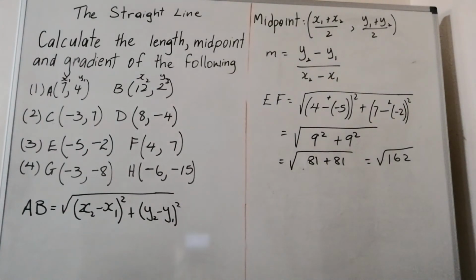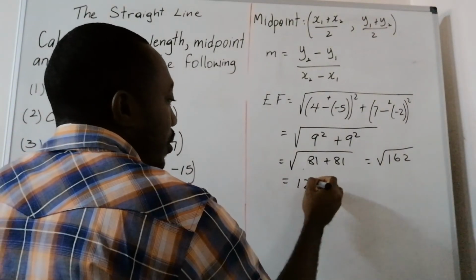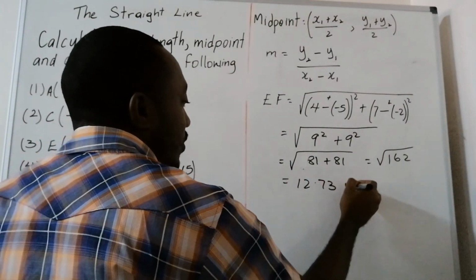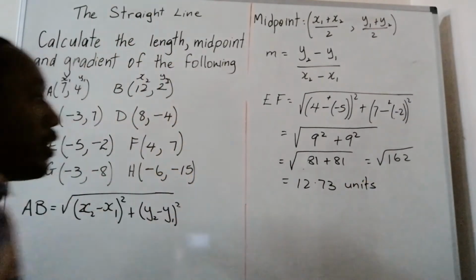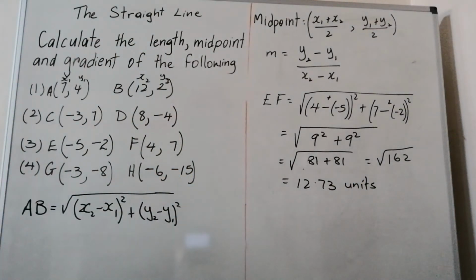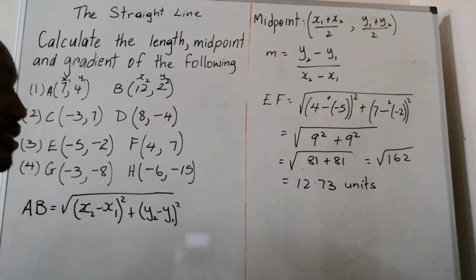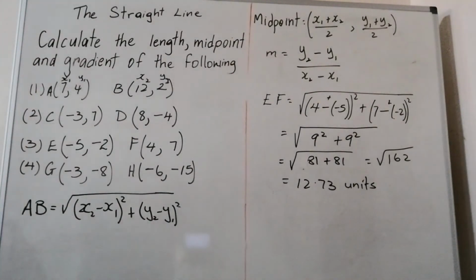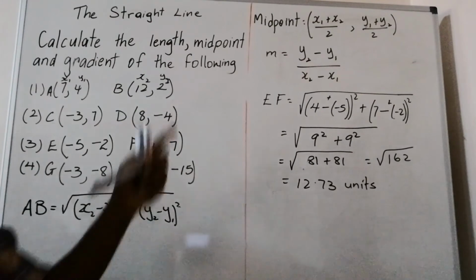The square root of 162 will be approximately 12.73 units. Alright, 12.73 units. So if you worked it by yourself and you got the answer, congratulations. Now let's check to see what the answer will be when we calculate the midpoint.